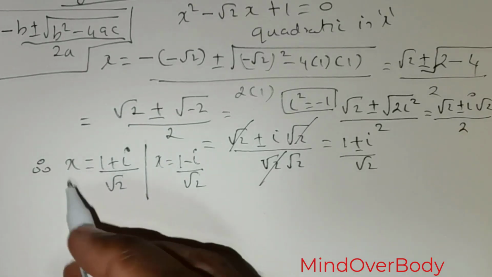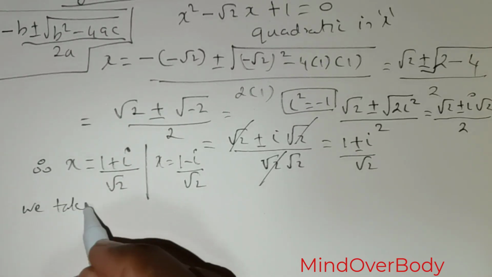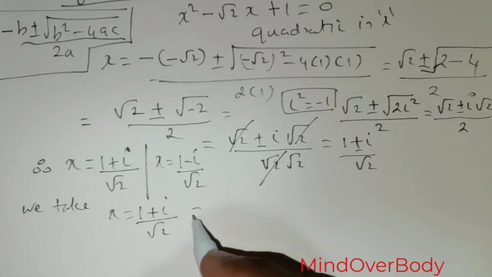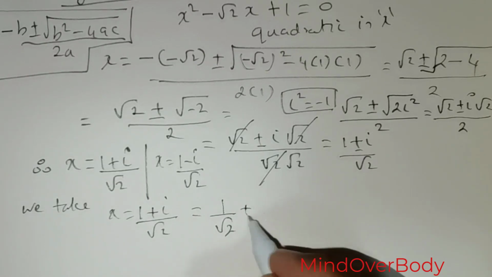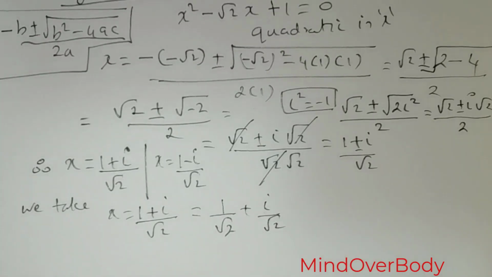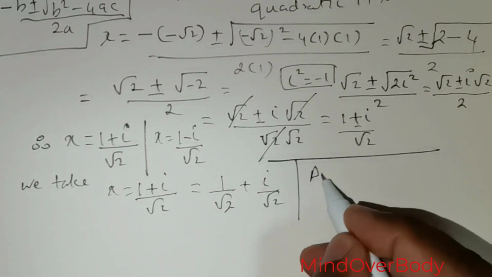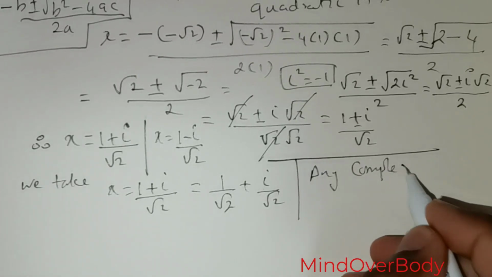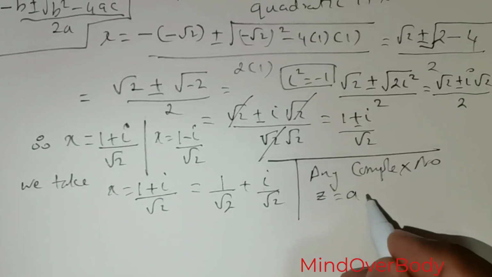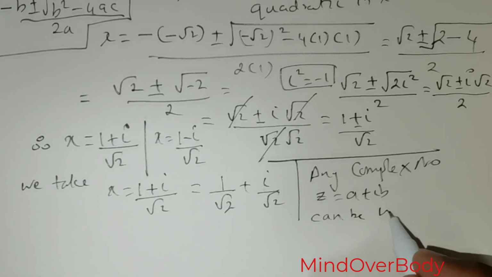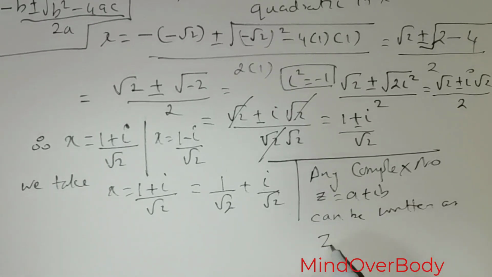Now let me just take x is equal to 1 plus i over root 2. This is a complex number. I'm going to rewrite this complex number as real part plus imaginary part. Any complex number z equal to a plus ib can be written as z is equal to r times cos theta plus i times sin theta.